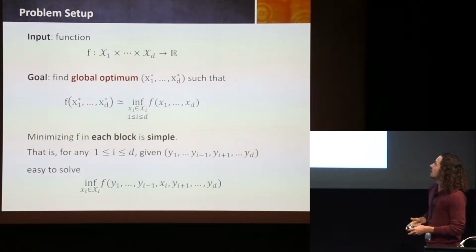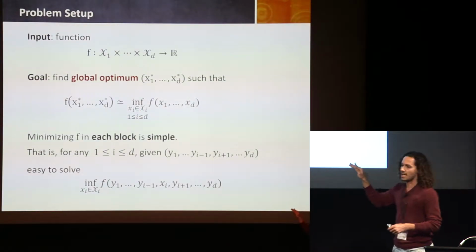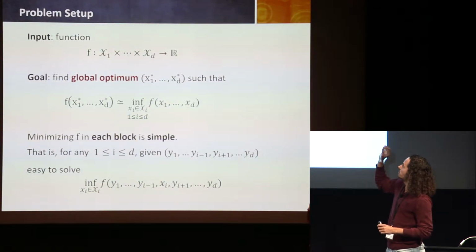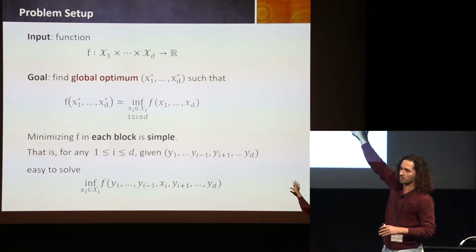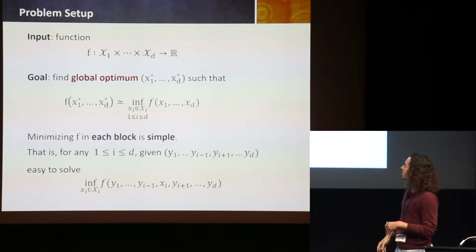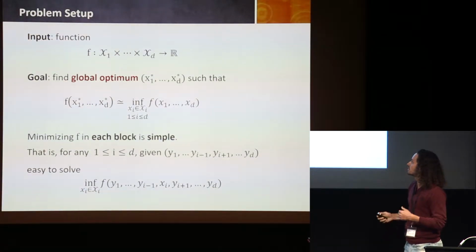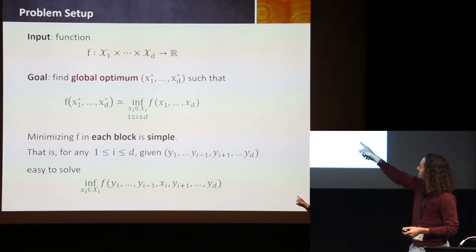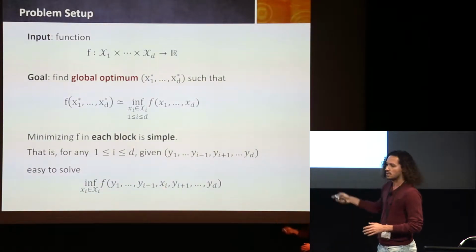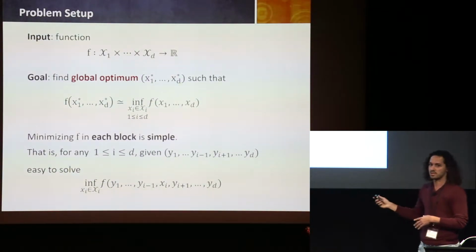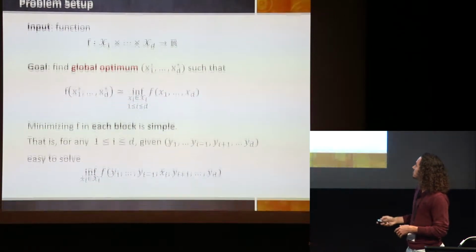But the nice thing about the setup is that minimizing f in each of these blocks is simple. So if you take x1 and you fix all the other blocks, your input in all the other blocks, minimizing f in that block is simple. For example, if you fix any coordinate and you just optimize over this coordinate i, your function is simple. I'll give you some examples in the next slide.